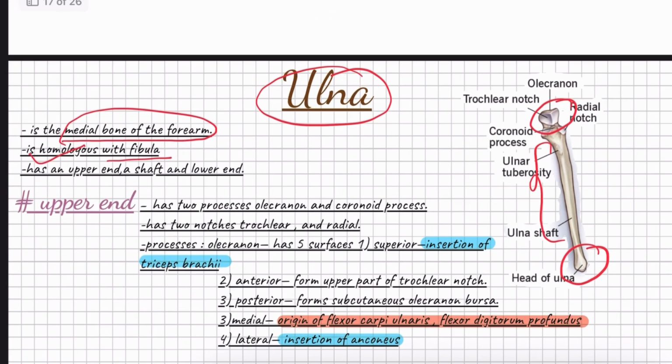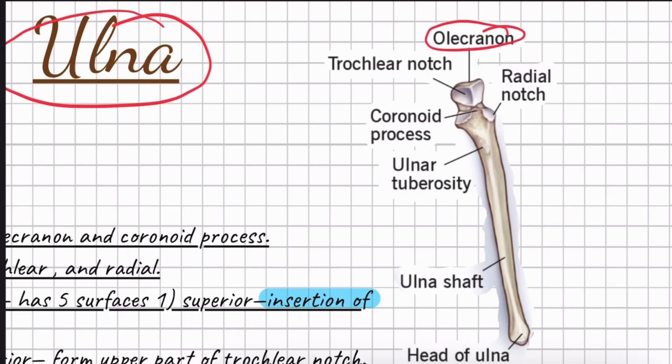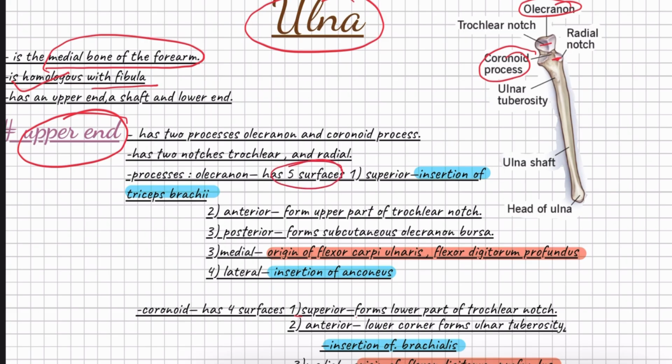Now talking about upper end, it has two processes, olecranon and coronoid process, and has two notches, trochlear and radial. For processes olecranon, it has 5 surfaces, that is superior, anterior, which form upper part of trochlear notch, posterior, which forms subcutaneous olecranon bursa, medial and lateral.